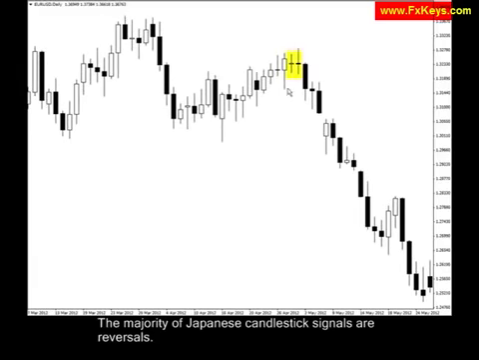The majority of Japanese candlestick signals are reversals.